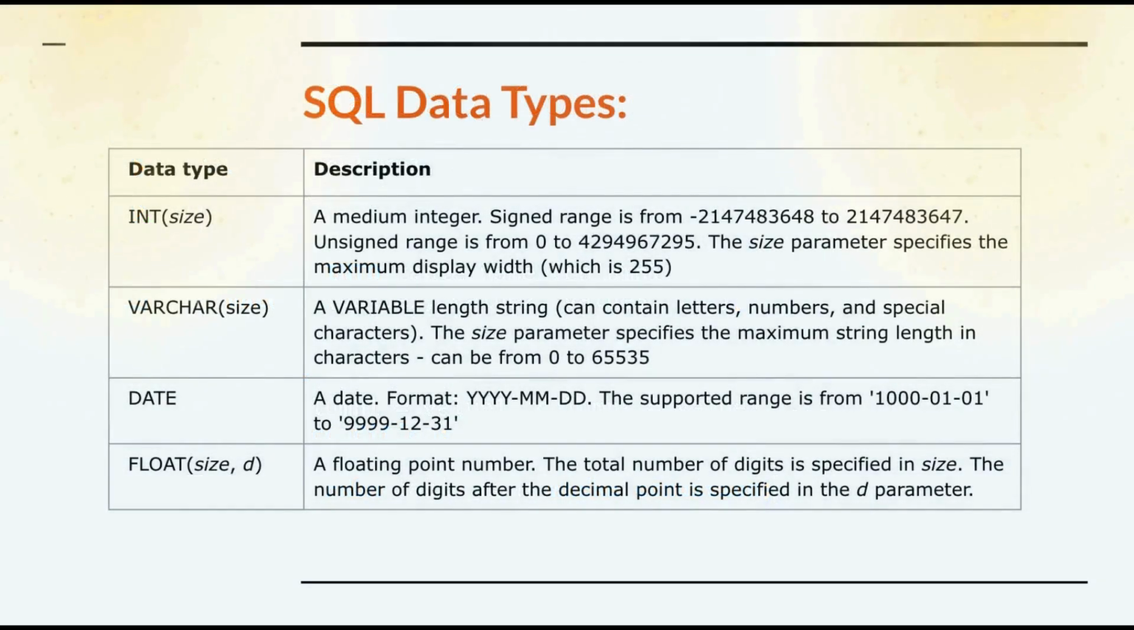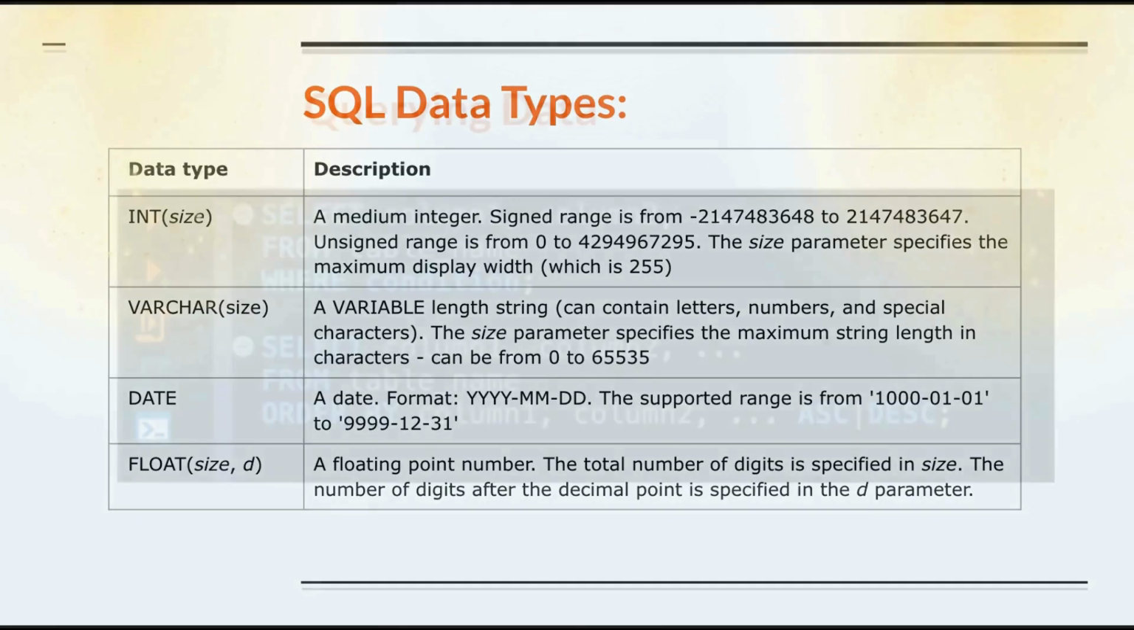Number 3. SQL data types. Data types define the kind of data that can be stored in a column, such as integers, strings, dates, and more. Common data types include integer, varchar, date, float, boolean, etc.